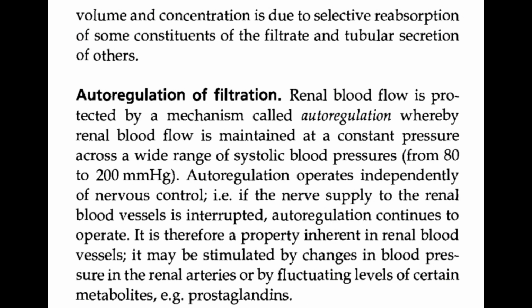Autoregulation of filtration: renal blood flow is protected by a mechanism called autoregulation, whereby renal blood flow is maintained at a constant pressure across a wide range of systolic blood pressure, from 80 to 200 mmHg. Autoregulation operates independently of nervous control. For example, if the nerve supply to the renal blood vessels is interrupted, autoregulation continues to operate.